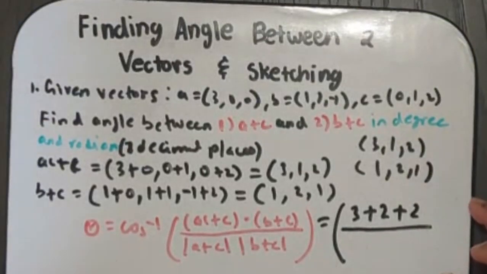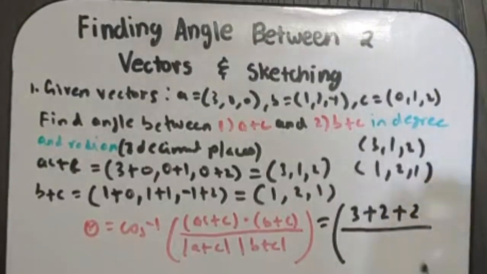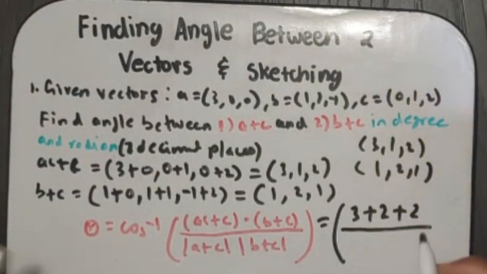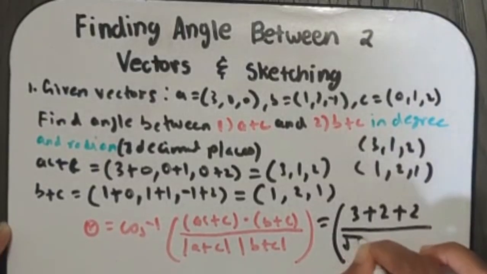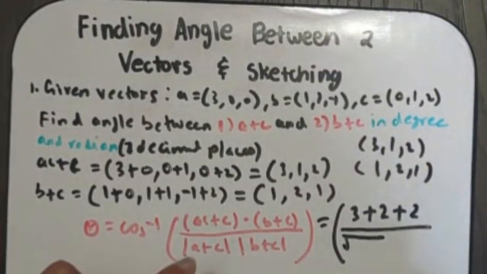But now for the magnitude, you need to square the components, add them, and take the square root. So basically, let's do a plus c first. A plus c, the vector is (3, 1, 2).